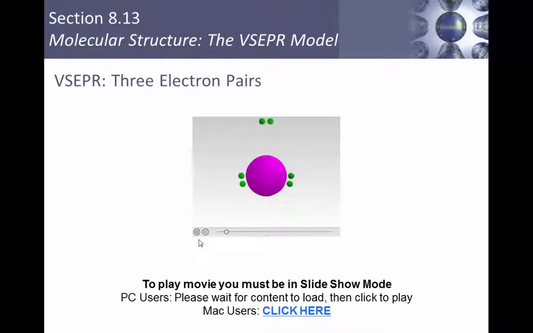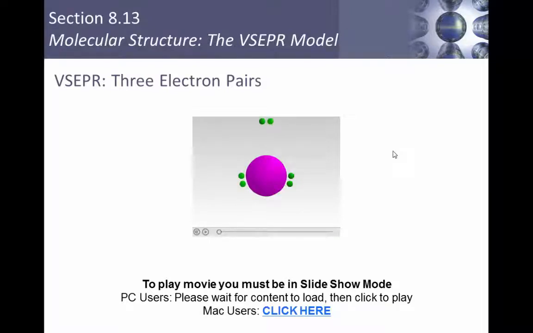3 electron pairs repel each other to the corners of an equilateral triangle, 120 degrees apart. This arrangement of electron pairs is called trigonal planar. An example of a molecule with a trigonal planar geometry is boron trifluoride.